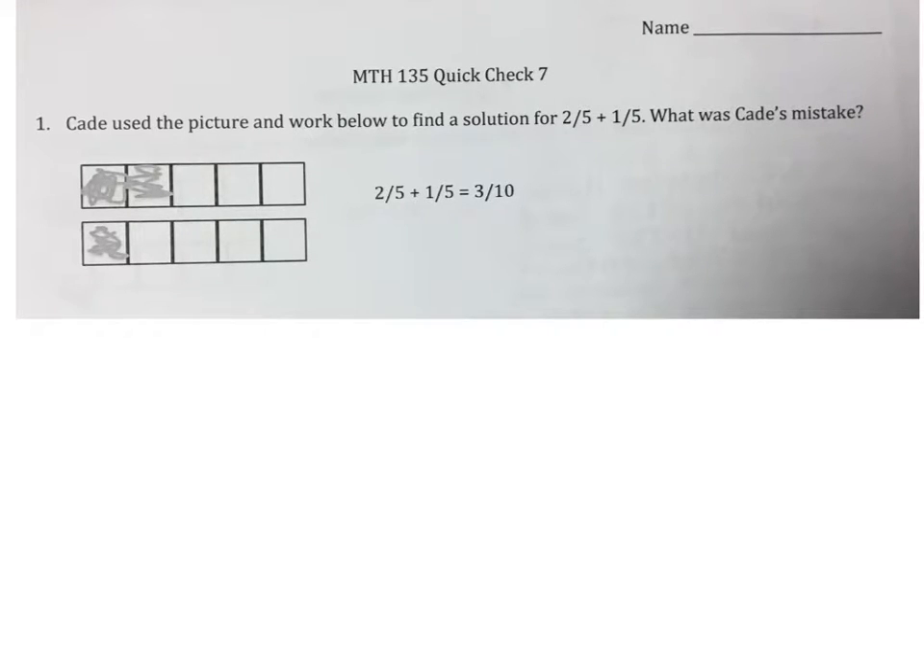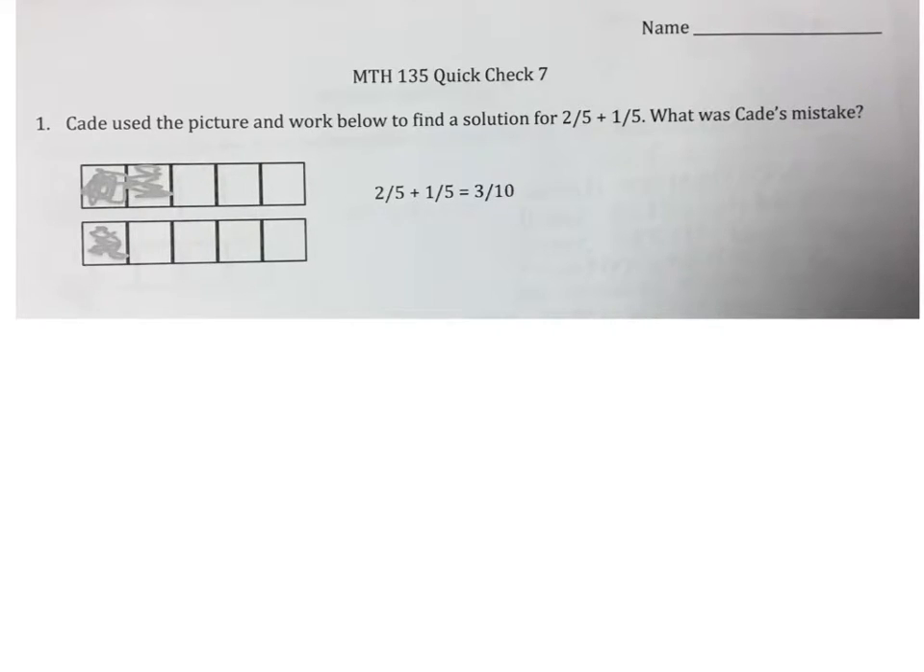Okay, so for this first one, he made the mistake of, well, one person might say he added the numerators and added the denominators. That's the mistake. Well, why is that a mistake? And that's kind of the meat of this problem.